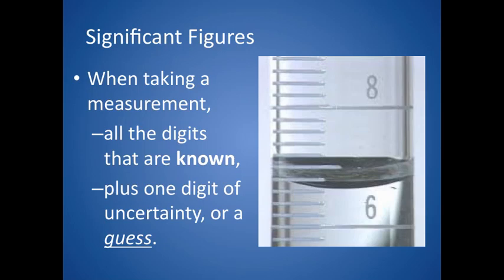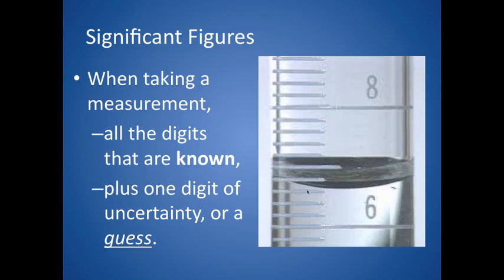So we'll look at another example. This is measuring water in a graduated cylinder, and here's a little bit of technique for you. This curve here is called the meniscus, and what you want to do is measure the bottom of the meniscus. Okay, so that is your measurement here. So here's 6, here's 8, so it looks like this in the middle here is 7.